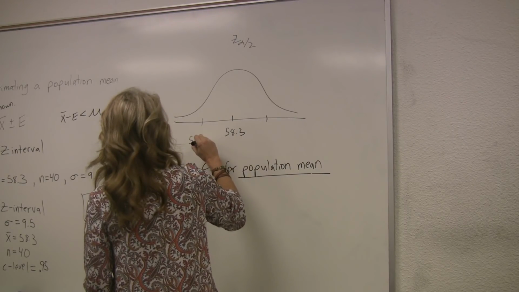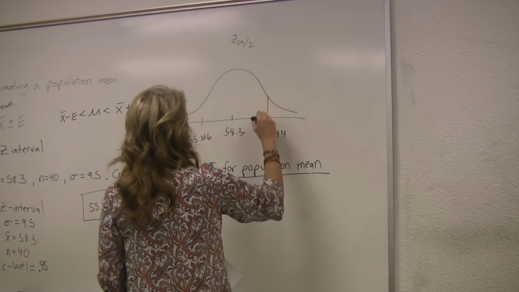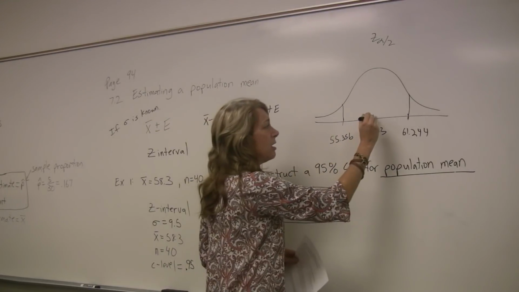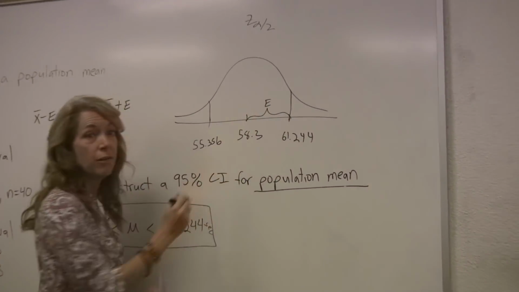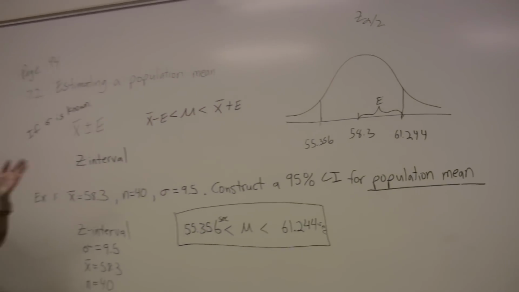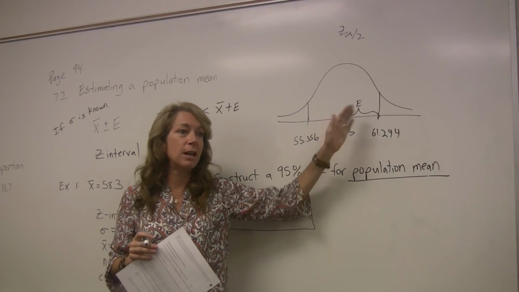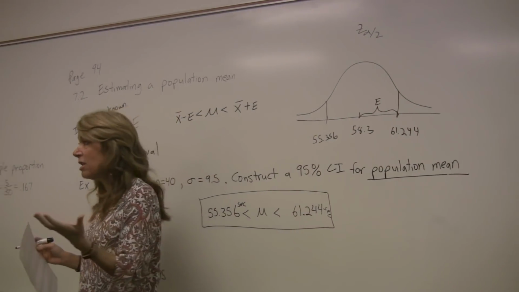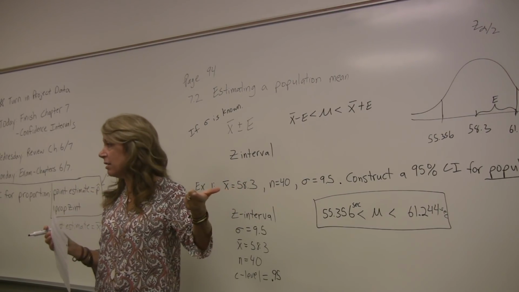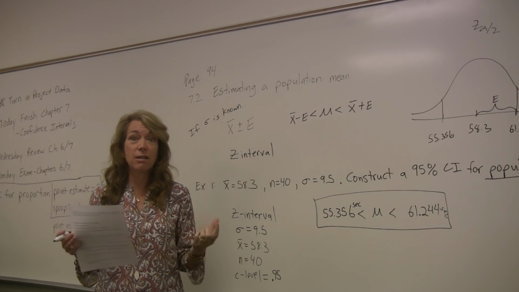Let me just put them over here. So the picture is almost identical to what we were doing last time. This distance in here is the margin of error still, on either side. This time we're taking the sample mean and adding and subtracting an error instead of a sample proportion and adding and subtracting. But they're going to ask you the same questions. They're going to ask you for point estimates, margins of error, and confidence intervals. So a lot of it's the same, but you need to understand the subtle difference.